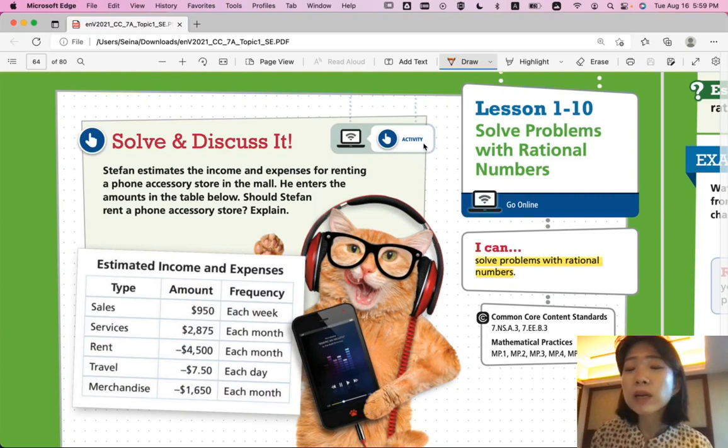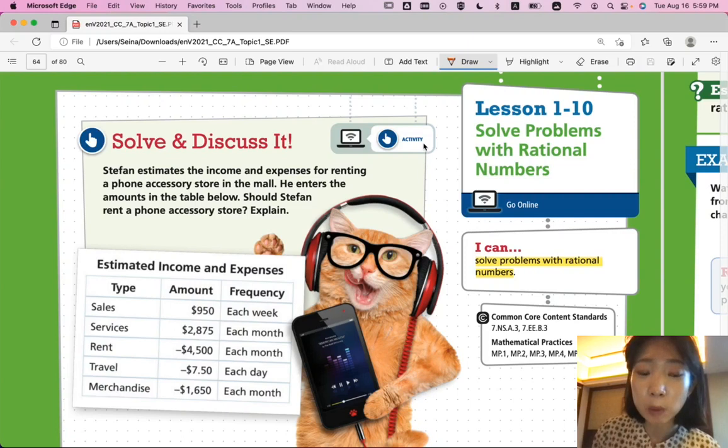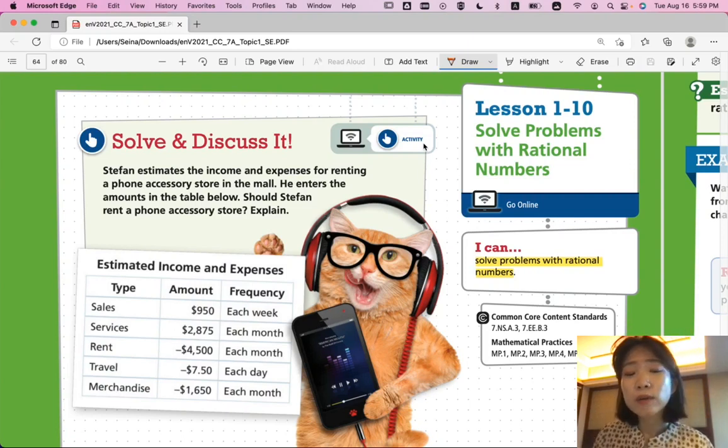But he needs to pay the rent for the store, which is $4,500 each month, and traveling to and from the store is $7.50 each day. Merchandise that he needs to buy would be $1,650 each month. So in order to find out if Stephen should rent a phone accessory store or not, you need to figure out the profit and if he has any profit doing that.